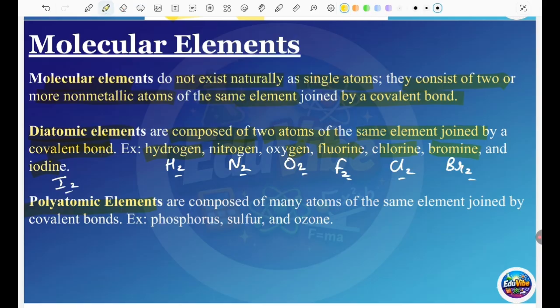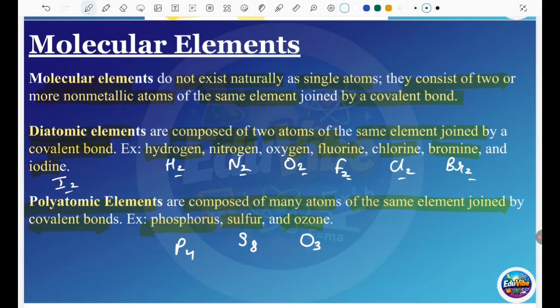Polyatomic elements are composed of many atoms of the same element joined by covalent bonds. Now they have many atoms, like phosphorus, sulfur, and ozone. Phosphorus has P4, so they have more than two. Sulfur has S8, again more than two. Ozone has O3. These are called the molecular elements.